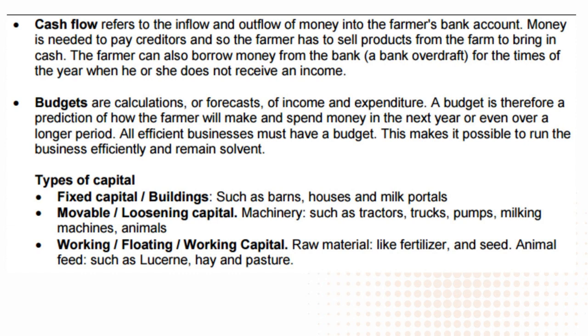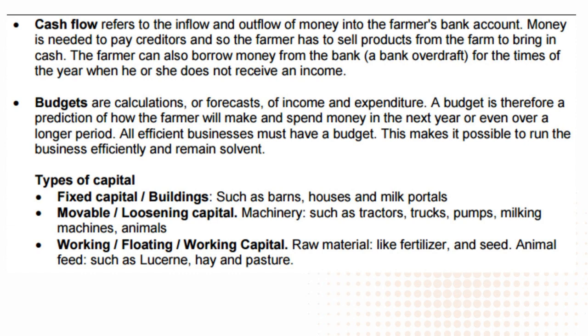Cash flow refers to the inflow and outflow of money into the farmer's bank account. Money is needed to pay creditors, and so the farmer has to sell products from the farm to bring in cash. The farmer can also borrow money from the bank, a bank overdraft, for the times of the year when he or she does not receive an income.